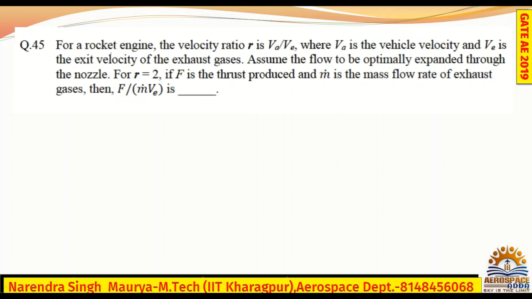For a rocket engine, the velocity ratio R, which is nothing but VA by VE, where VA is the vehicle velocity and VE is the exit velocity of exhaust gases. Assume the flow to be optimally expanded through the nozzle. For R equal to 2, if F is the thrust produced and M dot is the mass flow rate of exhaust gases, then what is F divided by M dot VE? Alright, so check.